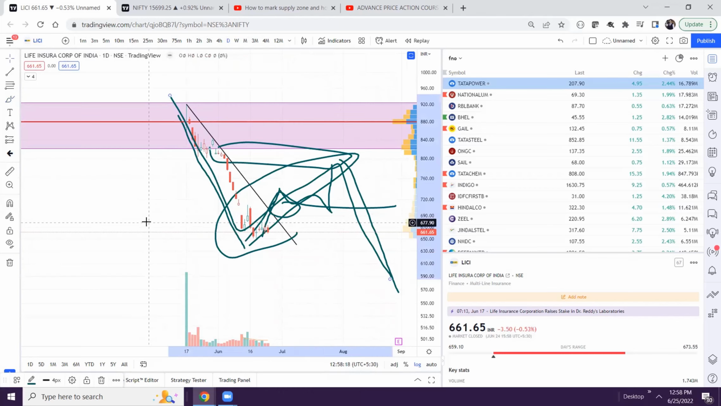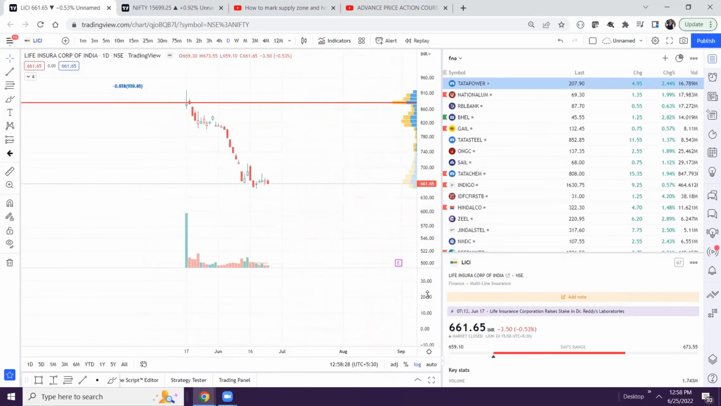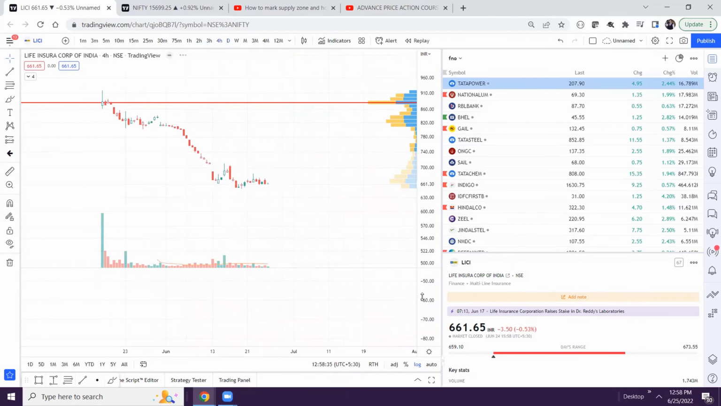Because the major move is down, right? Now even if you draw something like, suppose, let us see if there are any divergences now. It's not available, data is not available.